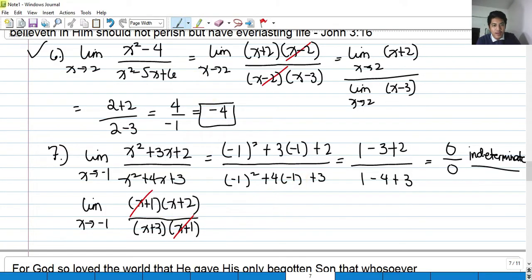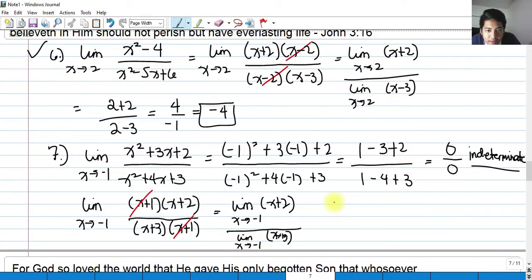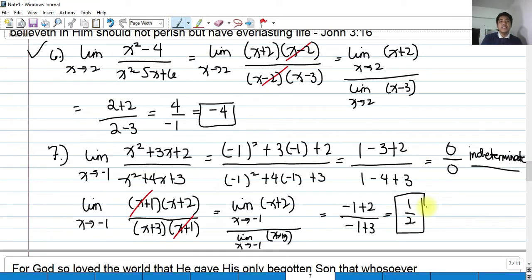Leaving us with the limit of x plus 2 as x approaches negative 1 over the limit of x plus 3 as x approaches negative 1. We can simply substitute here because this is a polynomial. So we have negative 1 plus 2 over, I'm doing the shortcuts, the limit of x plus 3 as x approaches negative 1, that's negative 1 plus 3. So we have 1 over 2, and our answer is 1/2. That should be our answer for evaluating this limit.